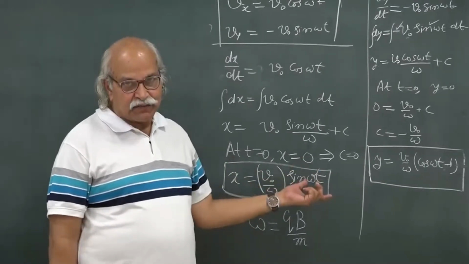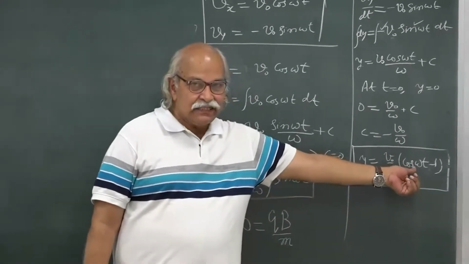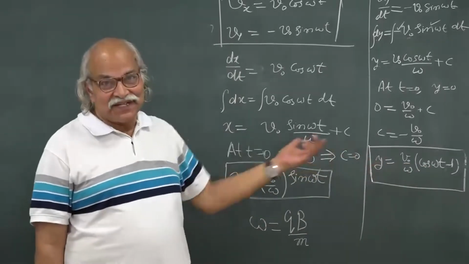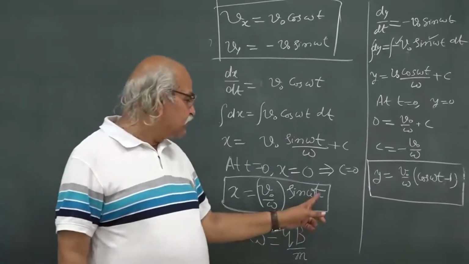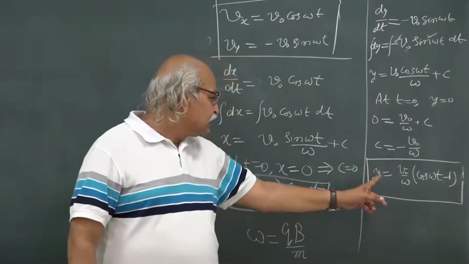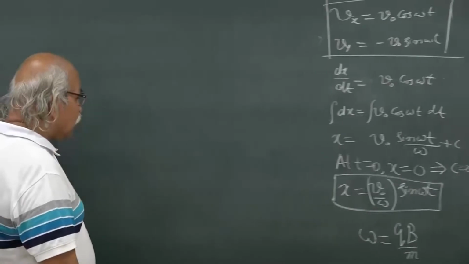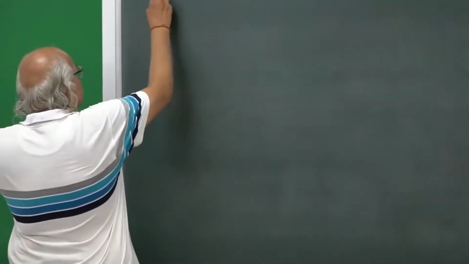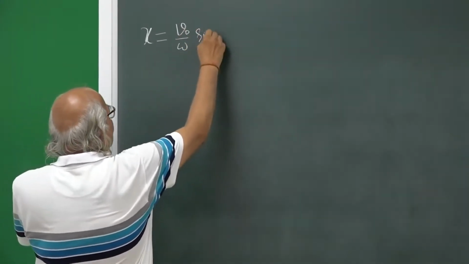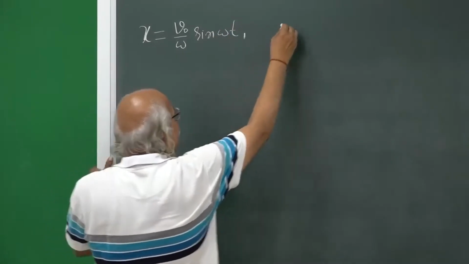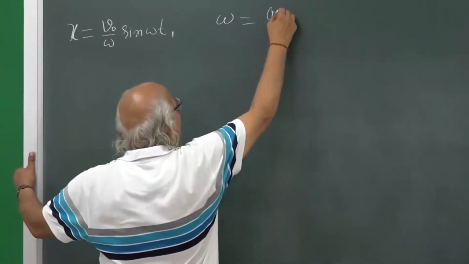We do have equations of the path here, x as a function of t and y as a function of t. So it is a parametric equation of the curve, but we can get a direct equation if we eliminate t from here and get a relation between y and x. So what we do is, x is equal to v naught by omega sin omega t, let us write that. Remember what omega is, as it is written here, qb by m.